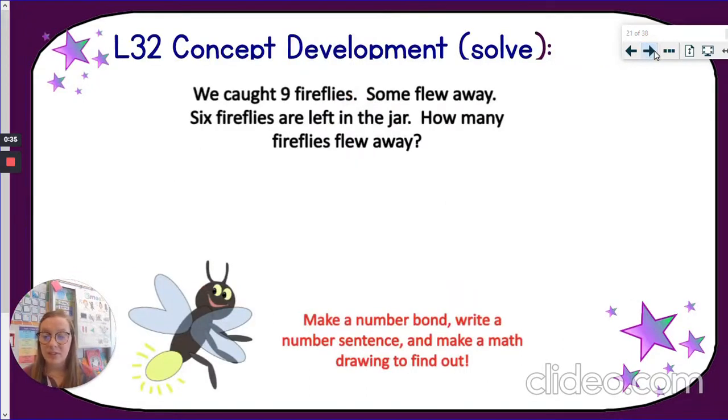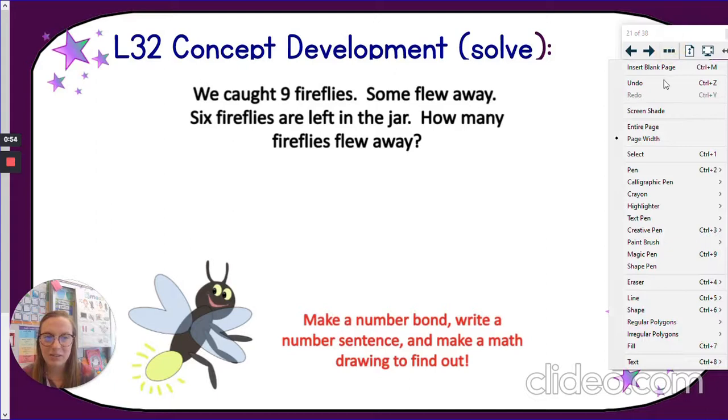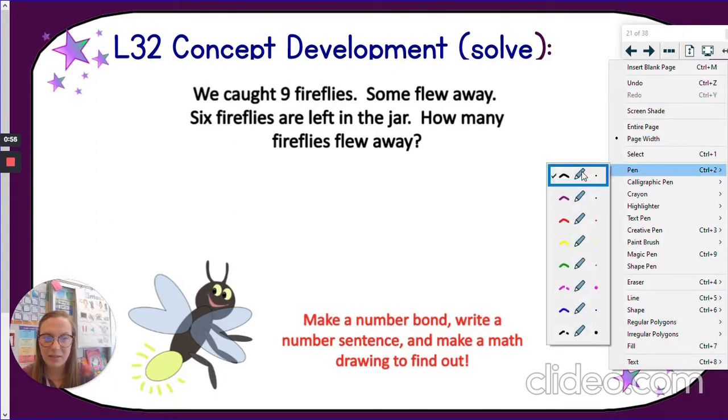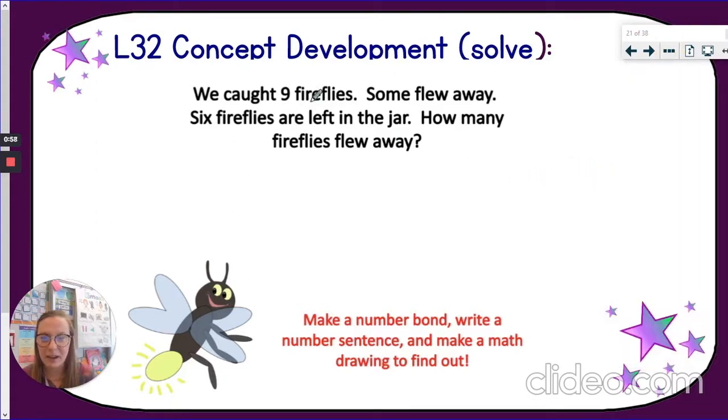So here is our first math problem that we're going to think about. It says we caught 9 fireflies. Some flew away. 6 fireflies are left in the jar. How many fireflies flew away? So our job is to think, how many fireflies flew away?